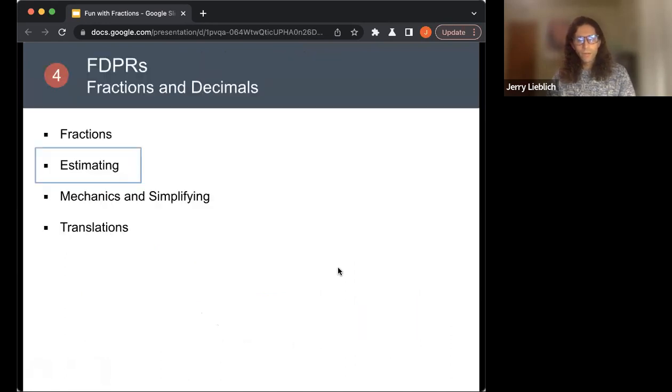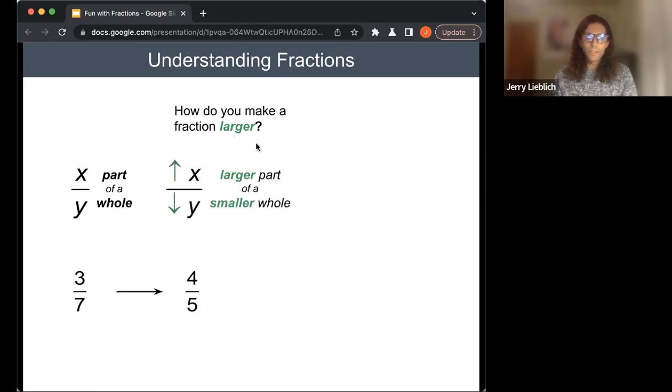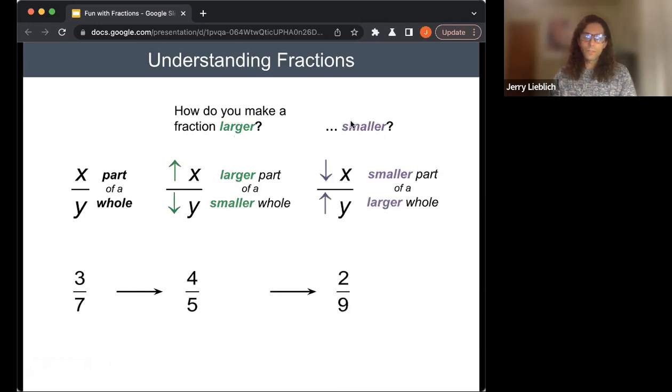Before we get into that, though, I'm going to think a little bit about how we can read a fraction and know what it is. So if you've got a fraction here, a part over the whole, 3/7, say, and I want to make it larger, well, the way to make it larger is a bigger part of a smaller whole. So the top number, the numerator, gets bigger. Bottom number, the denominator, gets smaller. To make the whole fraction smaller, I would do the reverse. Smaller part of a larger whole. So I can compare numerators and denominators here.